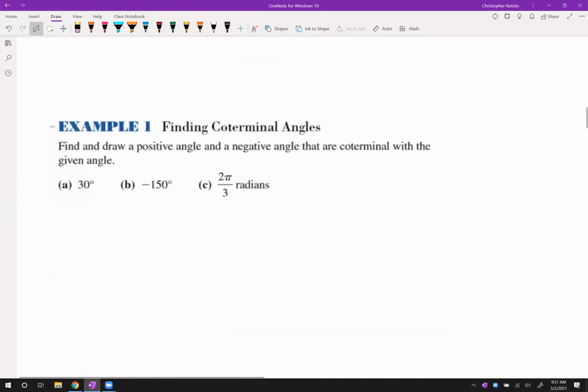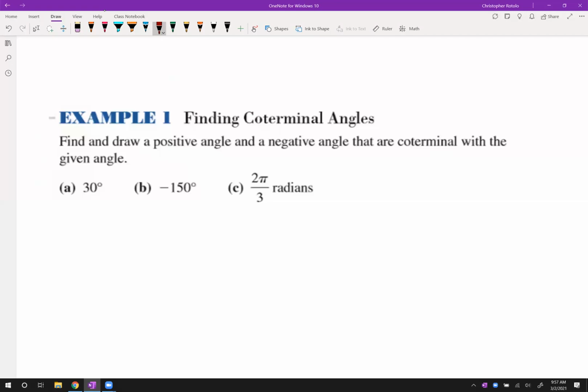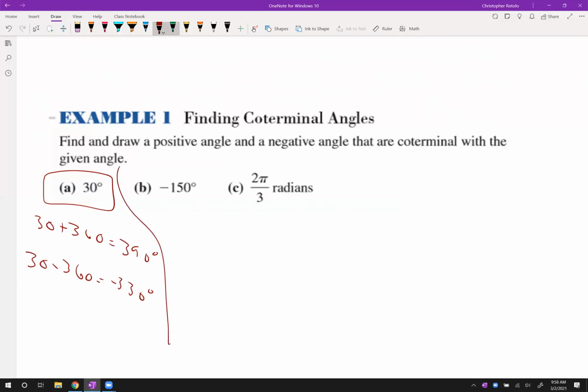All right, so let's see how that works. Finding coterminal angles. We want to find and draw a positive angle and a negative angle that are coterminal with the given angle. So here's the deal. I'm going to start at 30 degrees. I'm going to add 360. Where am I at? I'm at 390 degrees. The truth is I would never change 30 degrees because that's the thing I really want to work with. So all we're really going to do is, whatever the angle is, we're going to do plus or minus 360 and figure out where we would be. So that means 30 degrees, 390 degrees, and negative 330 degrees are all in the exact same location. All right, so hopefully you get the idea.